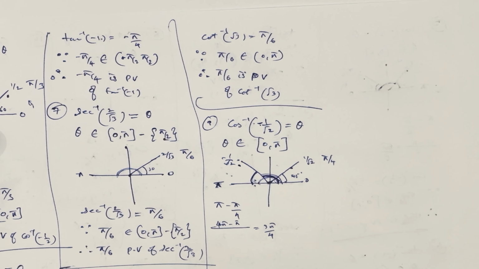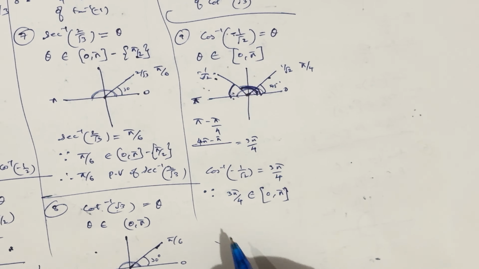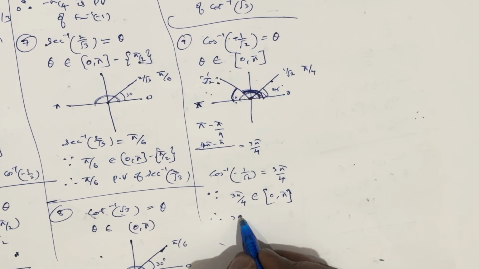At 3 pi by 4, cos inverse is negative 1 by root 2. So cos inverse negative 1 by root 2 is 3 pi by 4. Since 3 pi by 4 belongs to the range 0 to pi, closed interval, therefore 3 pi by 4 is the principal value of cos inverse negative 1 by root 2.